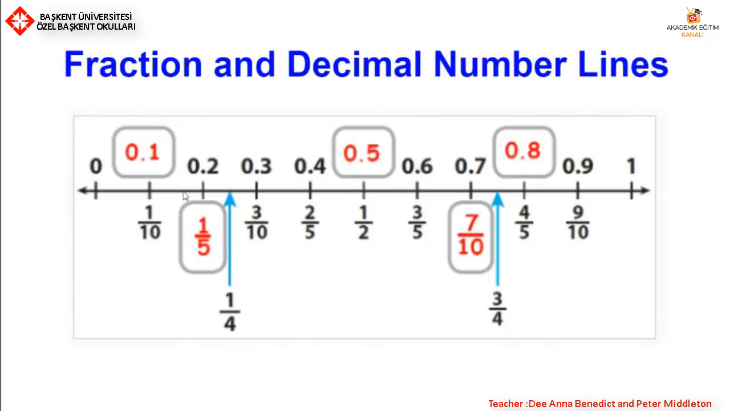Fraction and decimal number lines. So the last number line had fractions, but this number line has fractions and decimals. And you can see that they are equivalent. So you can see that there is a fraction 7/10, and the decimal is 0.7. Or for a half, 1/2, you can see that the decimal equivalent is 0.5 out of the whole number 1.